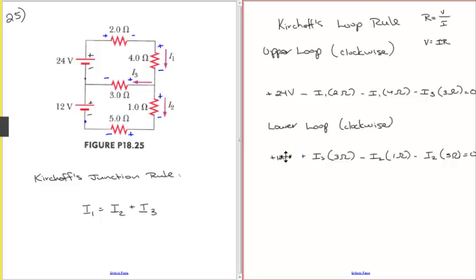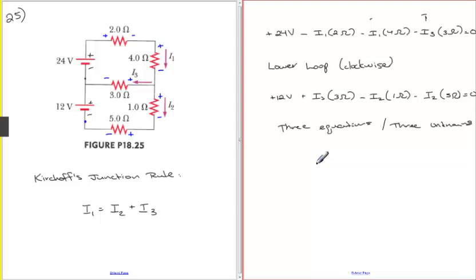Now, what we've resulted in here is we have three equations. 1, 2, 3. So let's write that down. Three equations. And we have three unknowns. Three unknowns are the three currents. So let's go ahead and write those down. And what we want to do is write them in this form. We're going to have I1, I2, I3, and then the constants on the other side. So this first equation will be I1 minus 2I2 minus I3 equals zero.